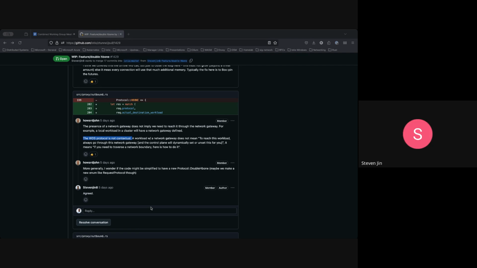Yeah, I agree. So from a more implementation point of view, would it be fair to say, hey, if this workload has a network gateway, we should use the network gateway? Yes. That is what you want.